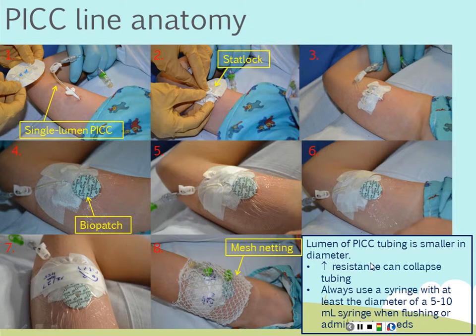So the big thing to note with this PICC line is that the tubing, or the lumen of the PICC line, is smaller in diameter than that of other traditional central lines. Increased resistance with the PICC line can collapse the tubing. So if you're using a 1 or 3 milliliter syringe, if you're drawing back blood or pushing fluids through, it can actually collapse your tubing. And so you always want to use syringes that are at least the diameter of a 5 to 10 mL syringe when flushing or administering meds.